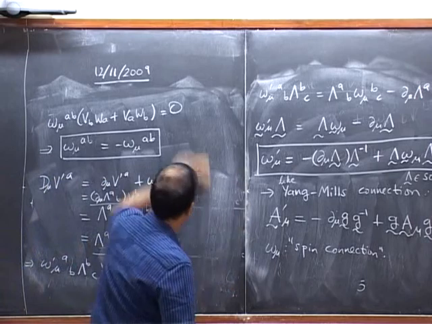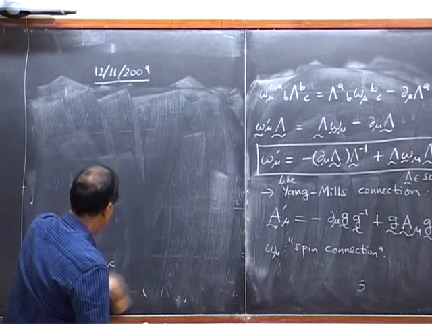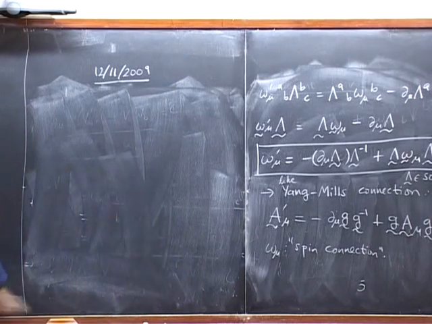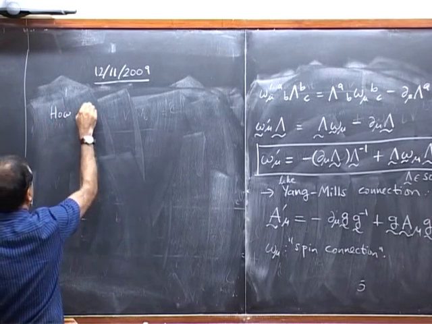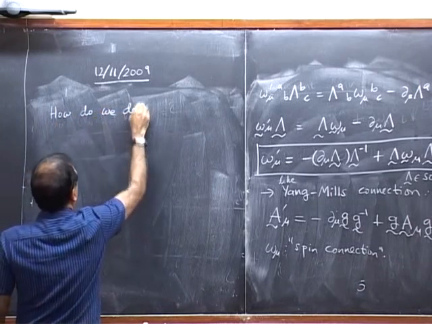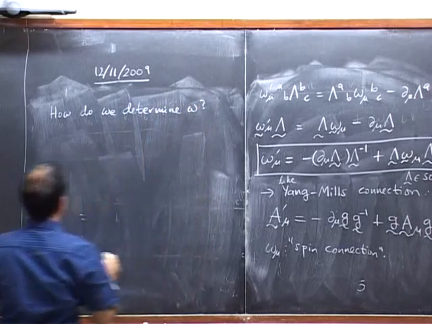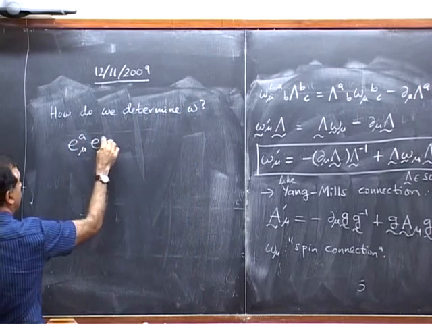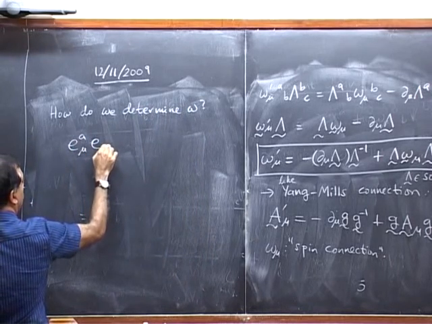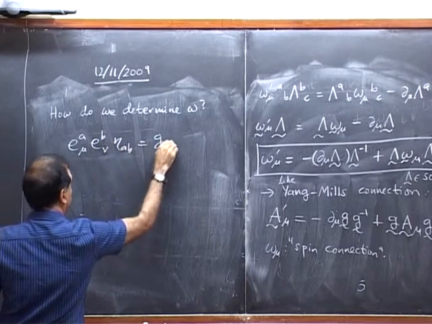Okay, good. So now probably you can guess what's coming. It's very, very simple, and then we are done. Well, there are two things to be done here. One is, how do we determine omega? And the answer is, consider e^A_mu e^B_nu eta_AB equals g_mu nu.